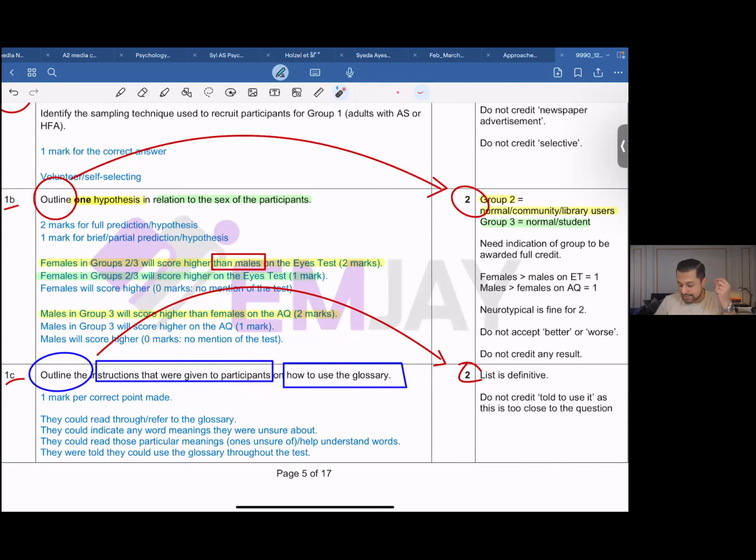Now, having a look at this, outline the instructions that were given to participants on how to use the glossary. If you end up saying, oh, they were told to use it, no. I mean, of course they were told to use it, but that doesn't really show your grip, your knowledge, your understanding of that particular core study. So if you've studied it, if you've learned it, if you've understood the question, if you know how to answer it, you might as well reproduce it on the paper according to the demands of CAIE. So any 2 points from here, and you'd be able to get your marks.